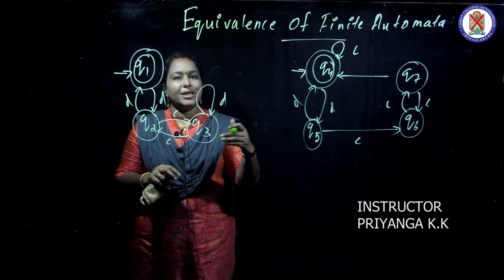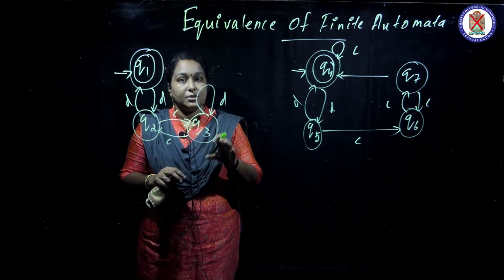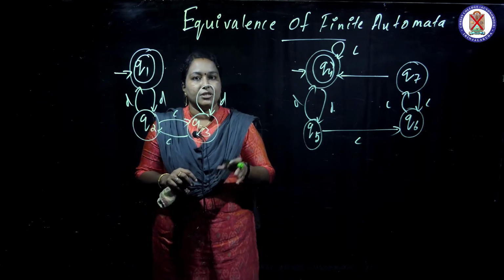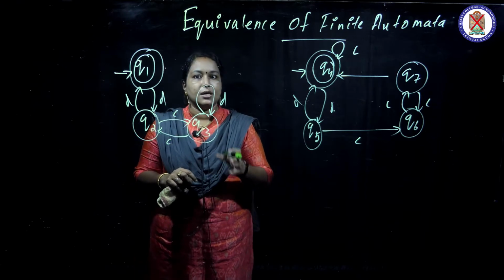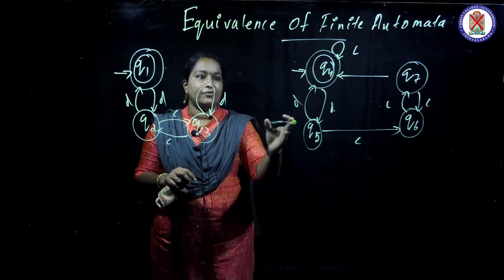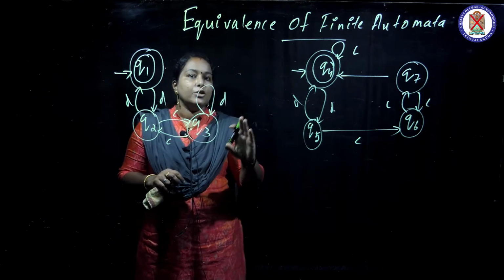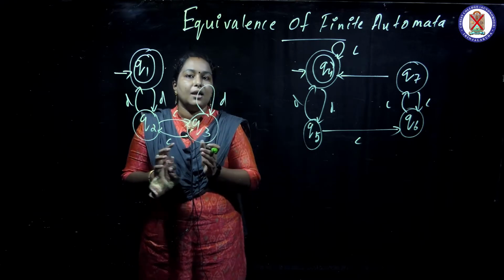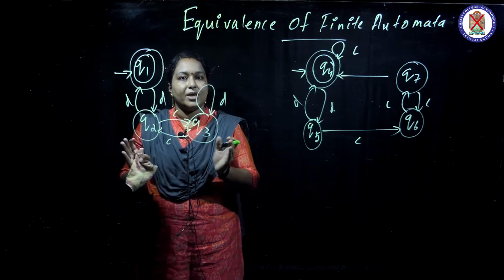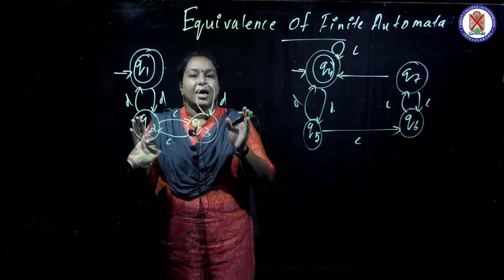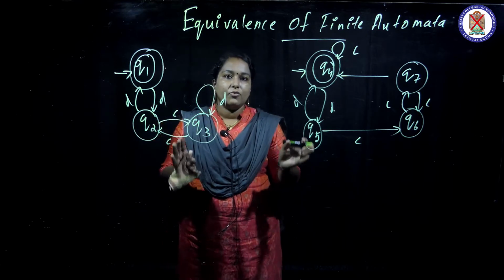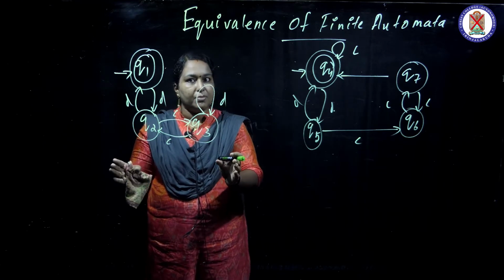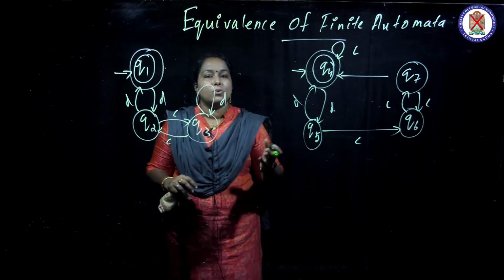Before proving the equivalence, the first thing you have to take care of, as in the minimization of automata, is whether there is any trap state, so you can avoid it. In two DFAs, if more than two trap states are there, you can club them and make it one. So every time you look for the equivalence of finite automata, you look for the minimized automata. This automata must be minimized and this automata must also be minimized.